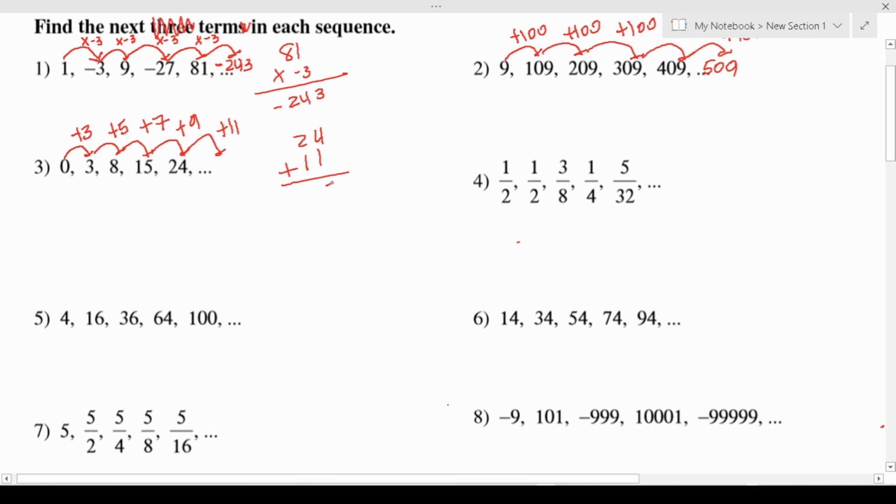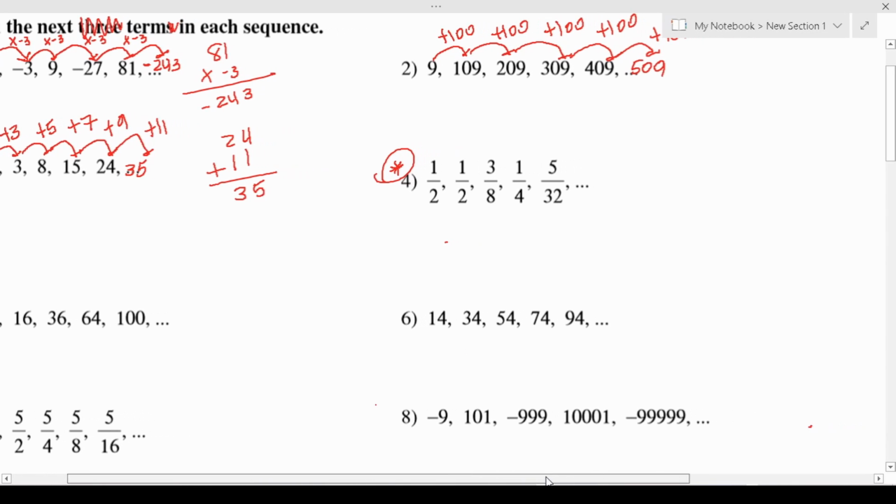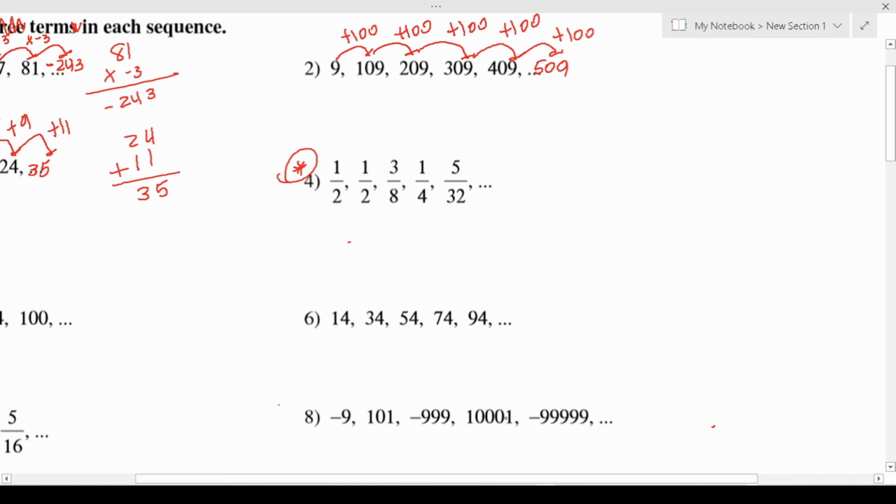4 plus 1 is 5. 2 plus 1 is 3. So we can see the next term in this sequence is, in fact, 35. All right, number 4 is very, very challenging. If you can't see this one, just bear in mind that this is one of those very difficult problems that even someone with a degree in math would have trouble figuring out right away.